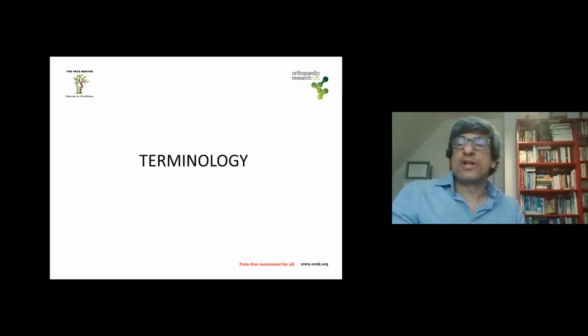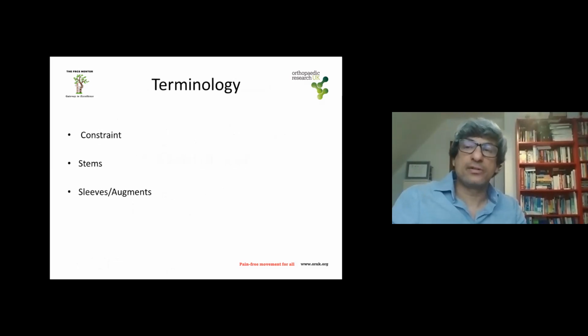And that brings us on to my next section of the talk, let's just make sure that the terminology of phrases used are correct. So let's first start with constraint, then move on to stems, and then on to what is called a sleeve and an augment. And these four words should not be used interchangeably. They are all different entities.